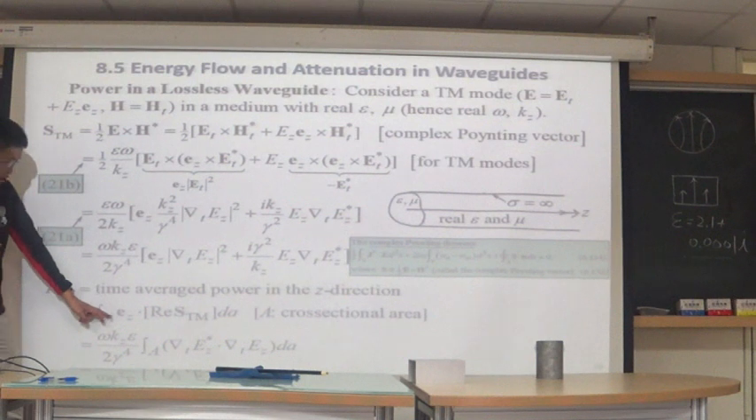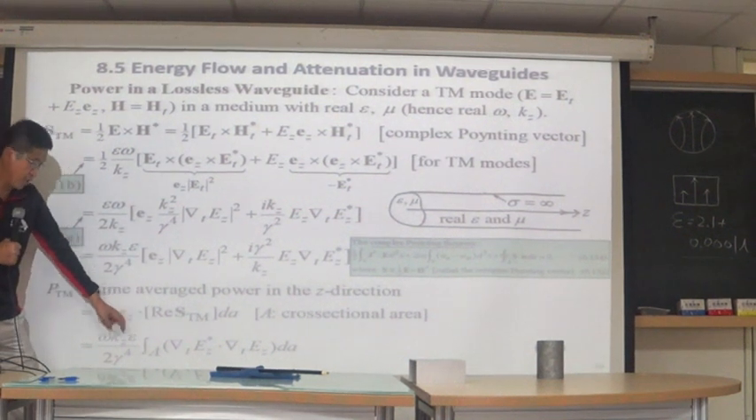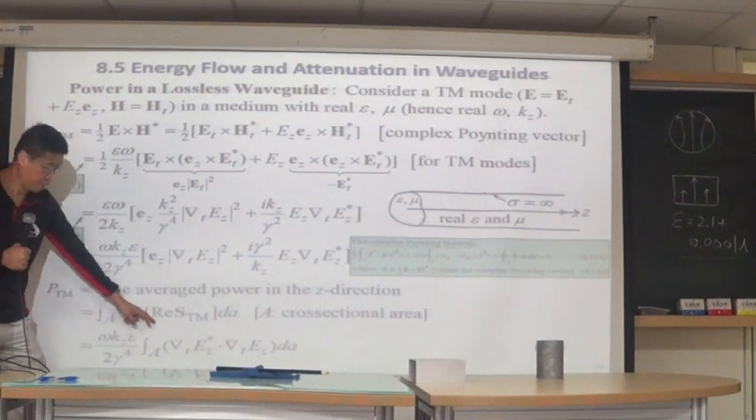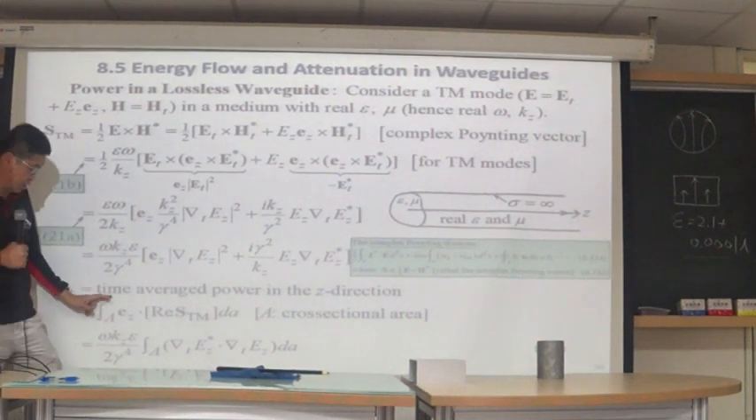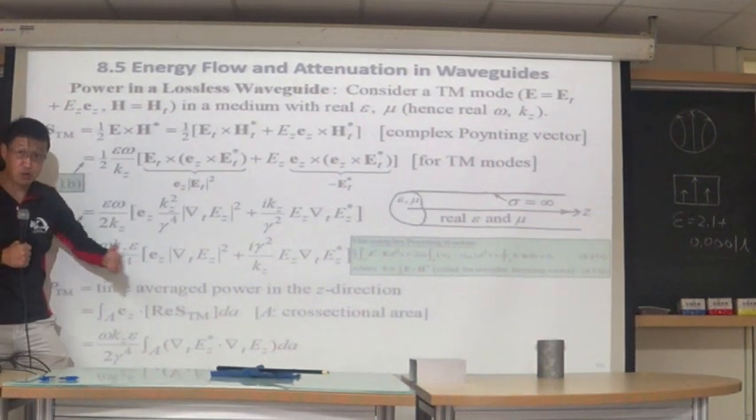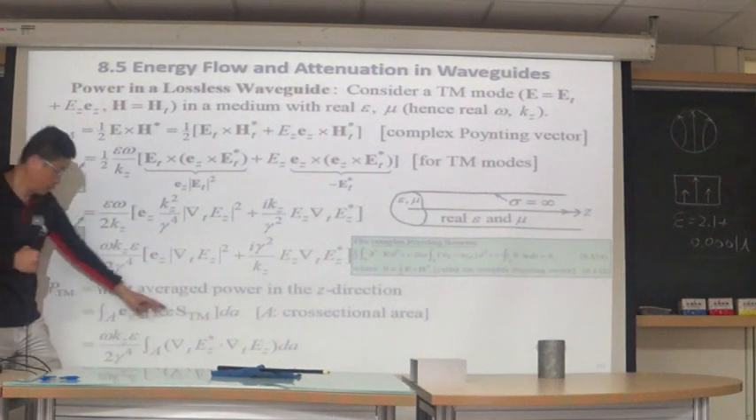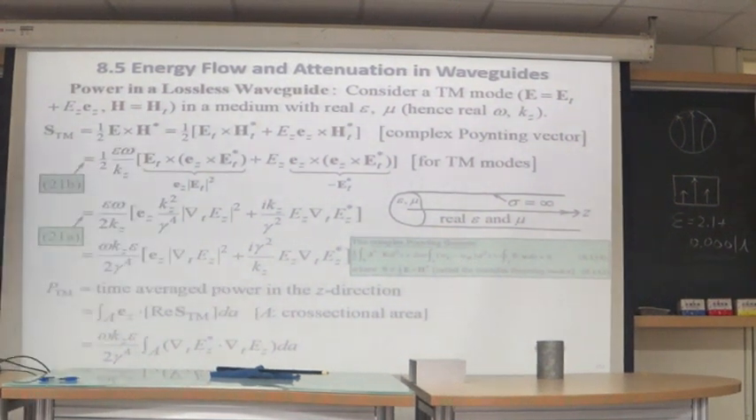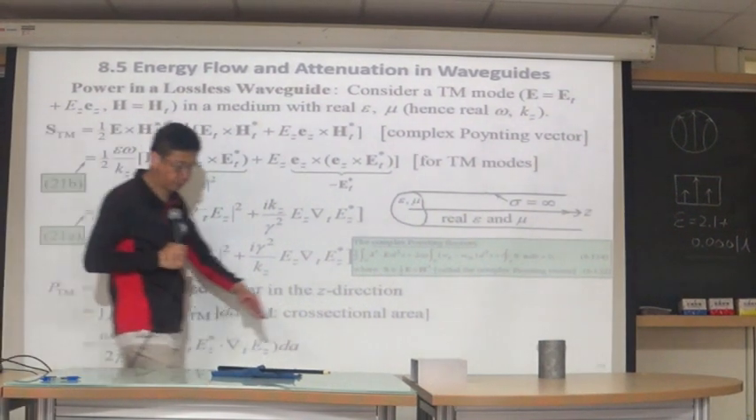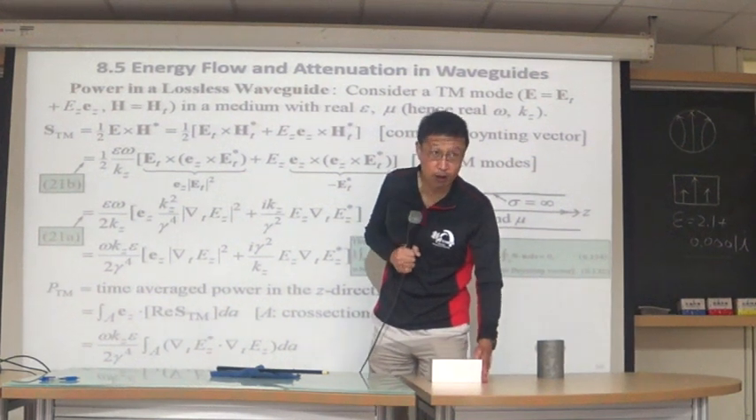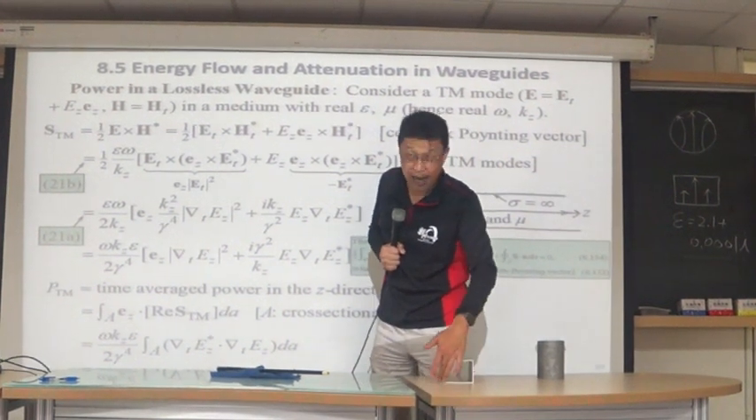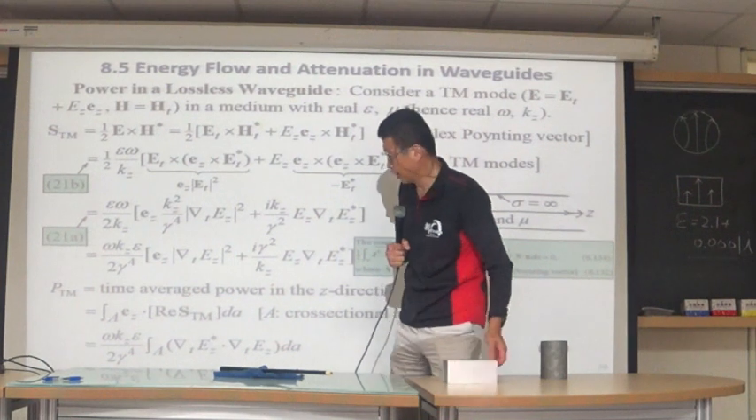So for the inner product, take the real part of this one, and integrate over the cross-sectional surface. The area A denotes the cross-sectional area. That's the cross-section. This is the area. Okay?